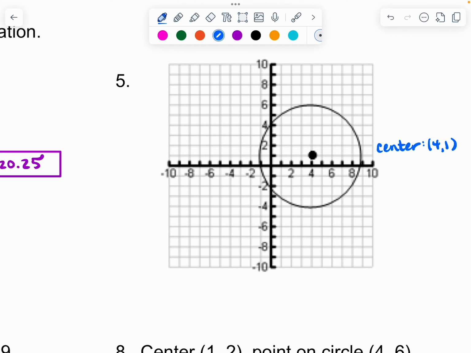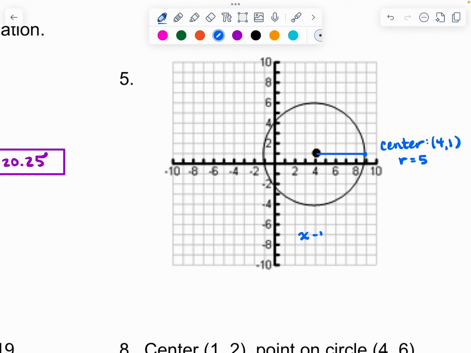Again, make sure you're paying attention to the units. These are all going by ones. And the radius, let's see. I am going to assume that's hitting that point perfectly, we wouldn't be able to ask you otherwise, right? So it's going from 4 to 9, so it looks like our radius is 5. Now that we have the information, once again, (x minus 4) squared plus (y minus 1) squared equals 25, the radius squared.